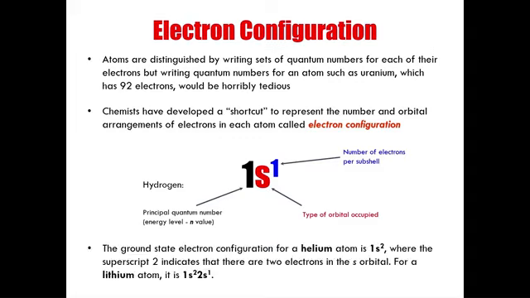In the case of helium, the ground state electron configuration would be 1s2, and so 2 would be the superscript indicating the 2 electrons that are filling the s orbital. For a lithium atom, the electron configuration would be 1s2, 2s1.